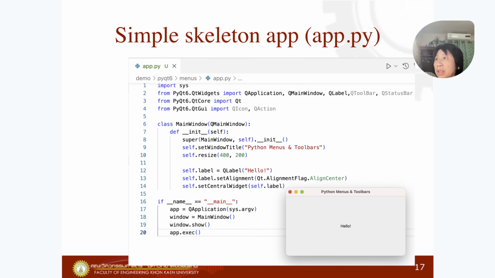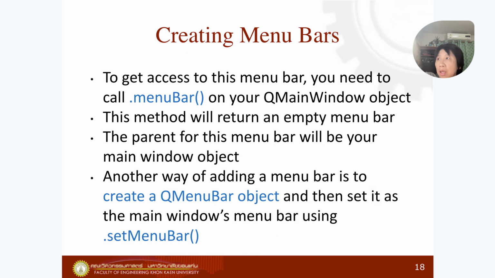Okay, so let's see here. This is a simple window, right? Where we just have the window and then the label hello here. And the label hello here is at the center because we call the method setAlignment with Qt.AlignmentFlag.AlignCenter. Okay, here if we want to add the menu bar, we need to call the menuBar method on the main window object. This method will return an empty menu bar. So the parent for this menu bar will be your main window object.